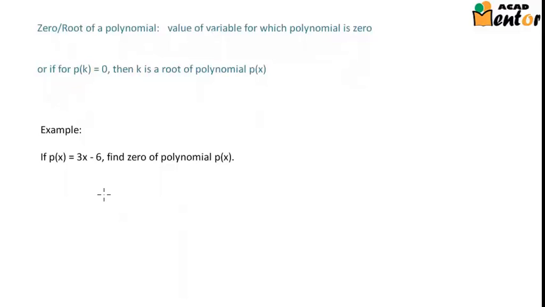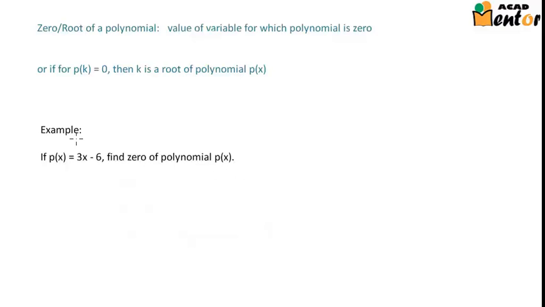Now let's look at another important concept of polynomials, which is called zero or root. The root of a polynomial is that value of the variable for which the polynomial is 0, or we can say for a polynomial p(x), for a value k, if this gives the value of the polynomial as 0, then k is a root of that polynomial. The following example will make things clear for you. Suppose there is a polynomial p(x) which is defined as 3x minus 6. We have to find the zero or root of that polynomial.